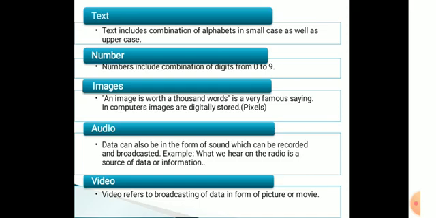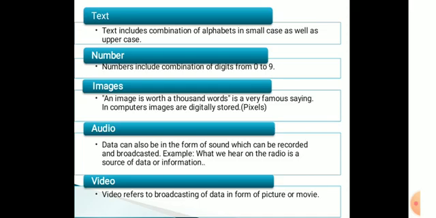Images: we can say an image is worth 1,000 words. That is a very famous saying in computers. Images are digitally stored in the form of pixels, so we use the term pixels to define the image. Then audio comes. Data can also be in the form of sound waves which can be recorded and broadcast. For example, what we hear on the radio is a source of data or information. Data in the format of sound waves is called audio wave files.